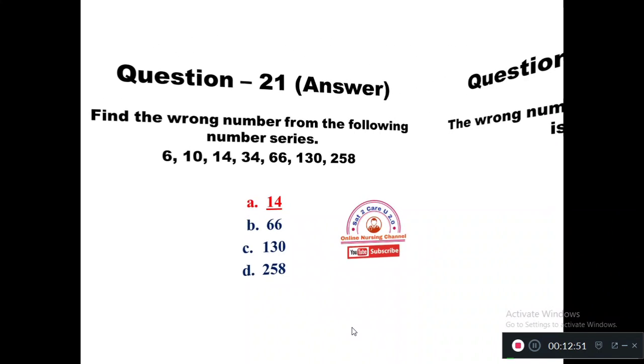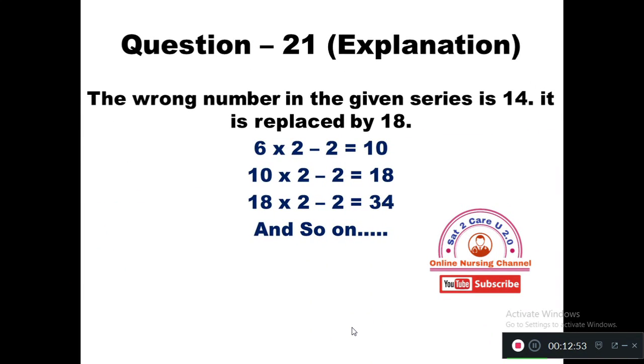How can we solve this? The wrong number in the given series is 14. In that place 18 should have come. So this is the way of solving this sum.